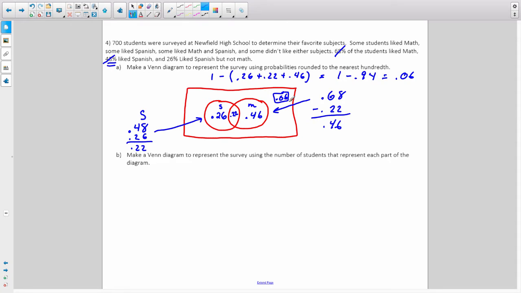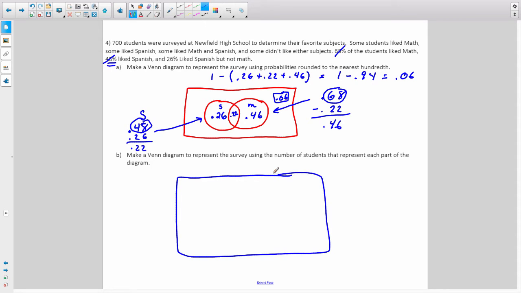That's how you build a Venn diagram. You have to start with the numbers on the outside and look for some piece of information that tells you about a piece of these circles. Then you can fill in the rest. So what this question down here is asking is just, let's make this numbers. So we've got 700 students, right?